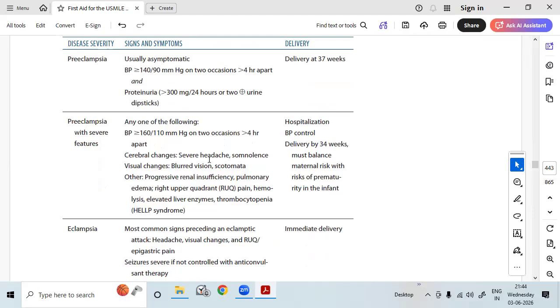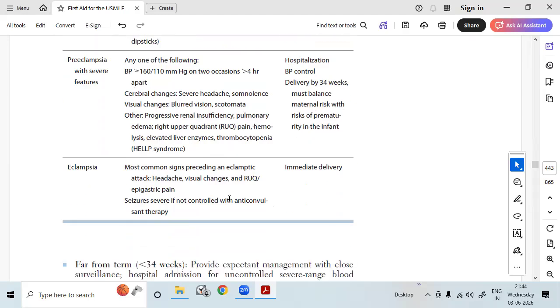cerebral changes such as severe headache, somnolence, visual changes, blurred vision, scotomata, progressive renal insufficiency, pulmonary edema, right upper quadrant pain, hemolysis, elevated liver enzymes, thrombocytopenia. In this case, you need to admit the patient, so hospitalization is necessary. Blood pressure control. Delivery by 34 weeks must balance maternal risk with risk of prematurity in the infant.